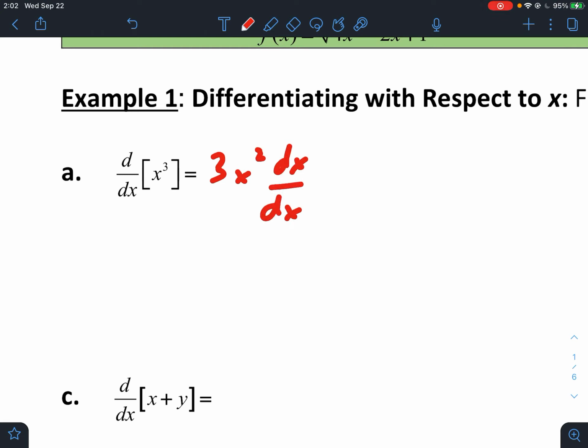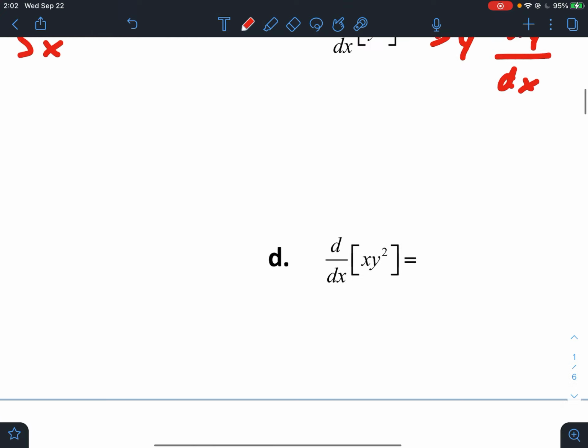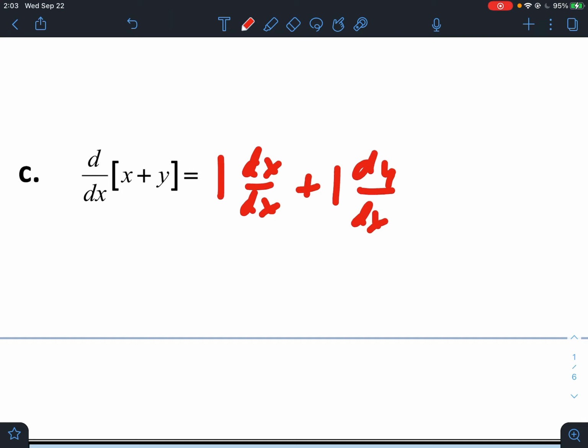What happens when we change it to y cubed? Well, the derivative of y cubed is still 3y squared, but this time it's dy. And since we're differentiating with respect to x, it's dy dx. And dy dx is not 1, usually, so we do have to write it. So our answer here would be 3y squared dy dx. And how about the derivative of x plus y? The derivative of x is just 1 dx dx, and the derivative of y is 1 dy dx. So we can simplify that to 1 plus dy dx.